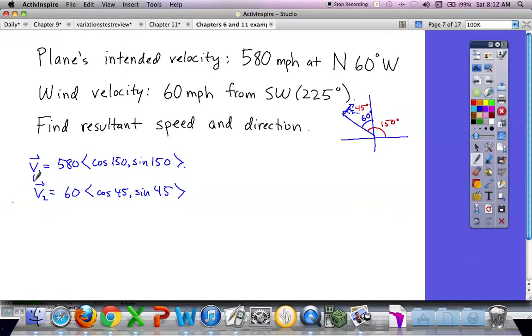Okay, we want to add these two. When I add these two, I'm going to get this resultant vector. My pen is not quite straight. So if I add this vector plus this vector, I get this vector. So we're trying to find the magnitude, the length of that, and its direction with the positive x-axis. So how do we add vectors? We add the components. So let me simplify this.